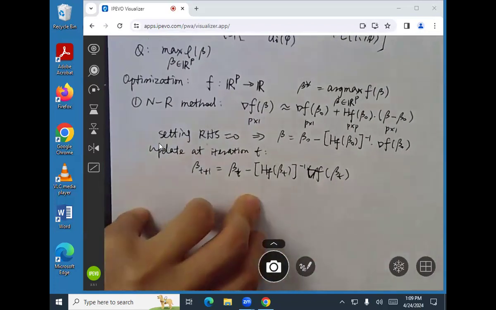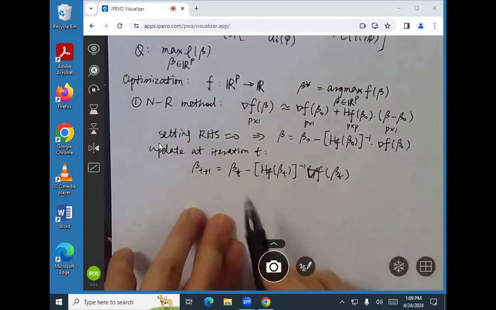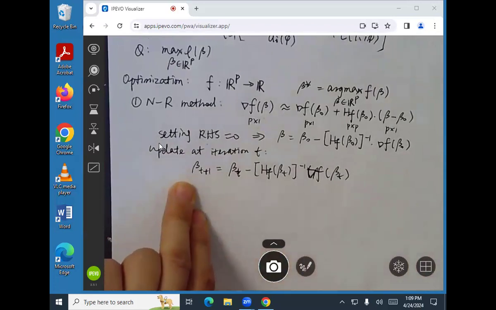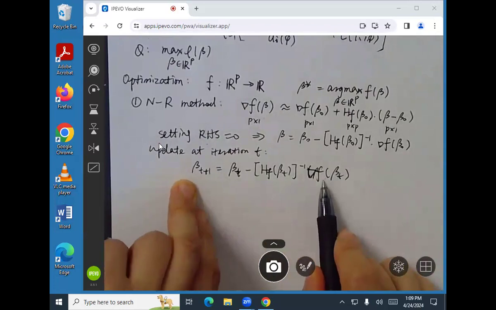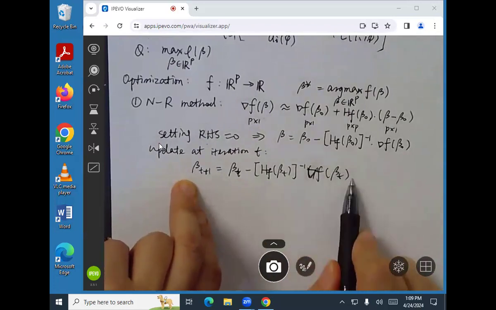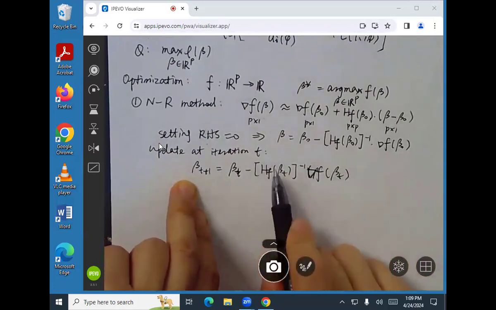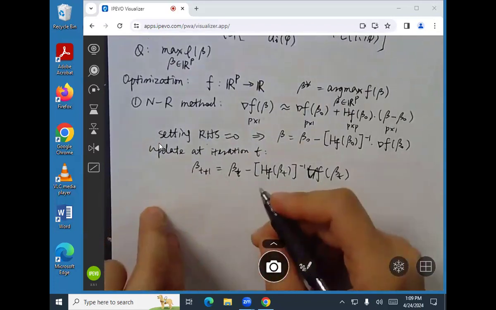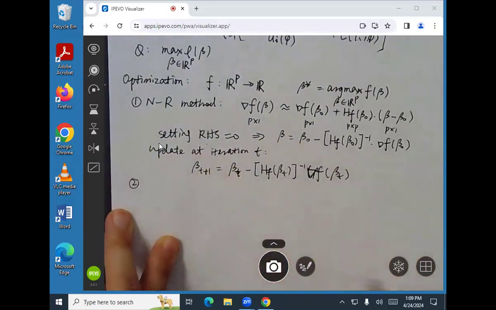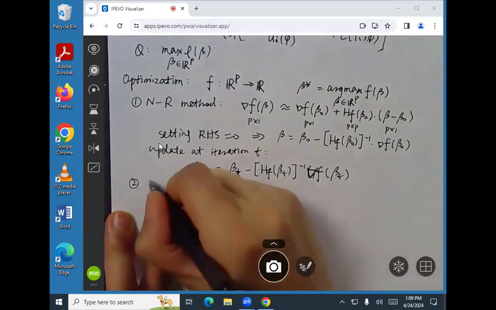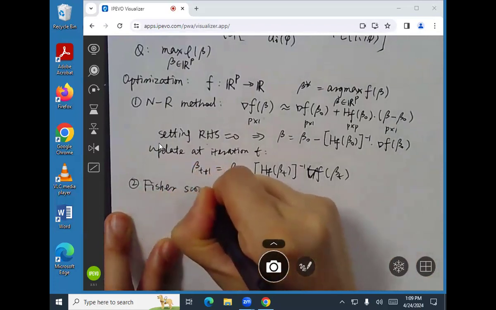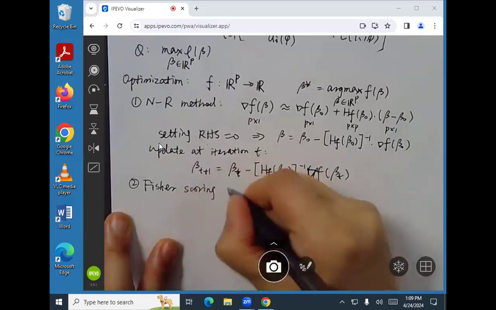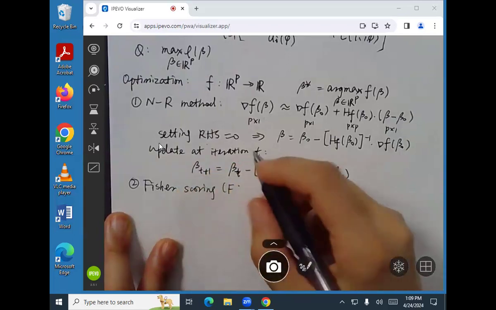All right, and then that's it. That's the Newton-Raphson. But what this means is that at every iteration, you need to compute two things. One is the gradient, one is the Hessian. You need to compute both, right? So when Ron Fisher developed the Fisher scoring method, we'll call this FS method.